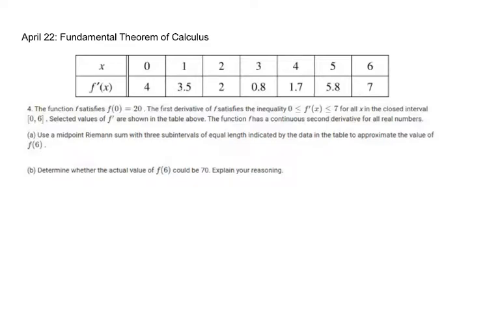So the first one, use the midpoint Riemann sum on 3 intervals of equal length indicated by the data in the table to approximate the value of f of 6. So remember, f of 6 would be the initial condition plus the integral from 0 to 6 of f prime of x dx, which is approximately, I'm going to keep that 20 for the initial condition because we're starting at 0.